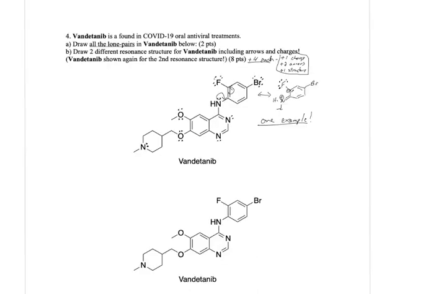All right, so COVID antiviral oral treatment, Vandentanib. First, just draw the lone pairs. So, again, these are recognizing where the lone pairs are at. Nitrogen has 1, oxygen has 2, fluorine and bromine both have 3. And then draw 2 different resonance structures.